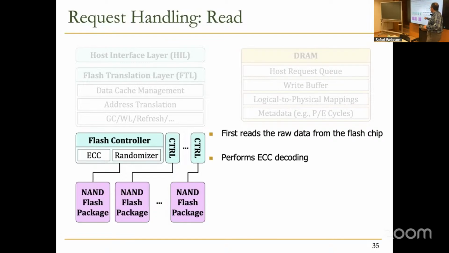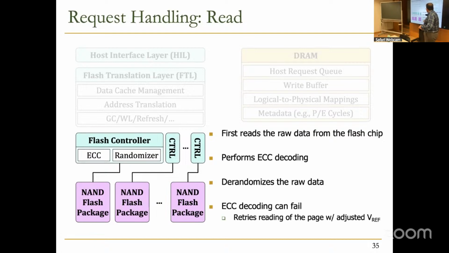So once you get it, the flash controller performs ECC decoding, then de-randomizes the raw data, and then sends it to the host. The thing is that, especially when your SSD is aged, ECC decoding usually fails. And then you need to retry reading the page by doing some adjustment. That might be one of the important reasons that once your SSD is aged and you have been using your system for a long time, your disk access is going to be slower.